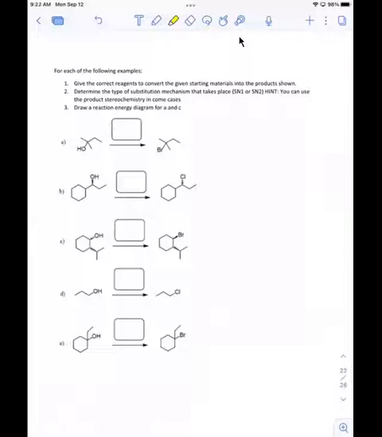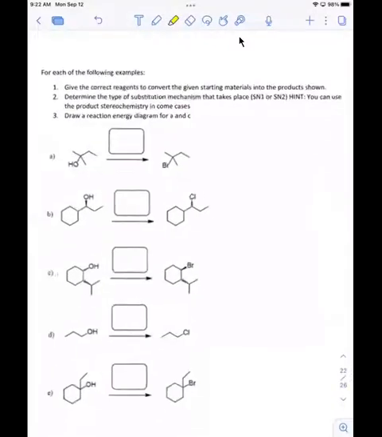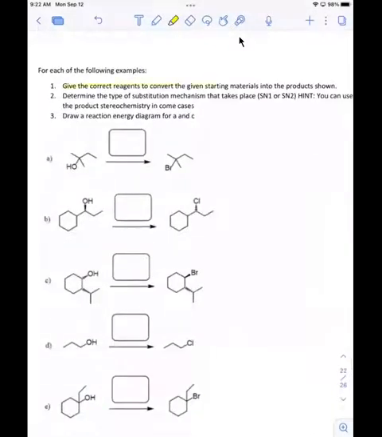So let's work through some of these examples. The first example says, give the correct reagents to convert the given starting materials into the products shown. So what is that asking? Most of the time, when we have a deficiency in a course or on an exam, the first step to problem solving is understanding what the problem is asking you.